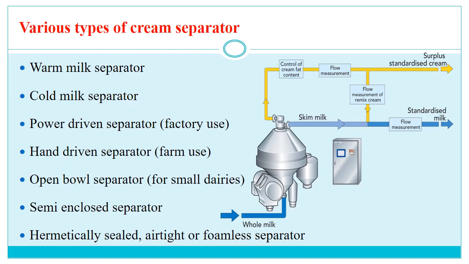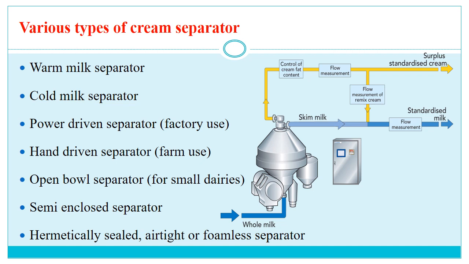Now you will see various types of cream separator, like warm milk separator, cold milk separator, power driven separator that is used in the milk plant or factory, then hand driven separator that is used in the farm for small scale, or open bowl separator that is also used for small dairies. Then there is semi enclosed separator, and then there is hermetically sealed, airtight or foamless separator.